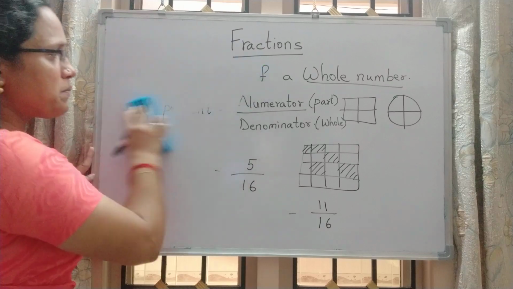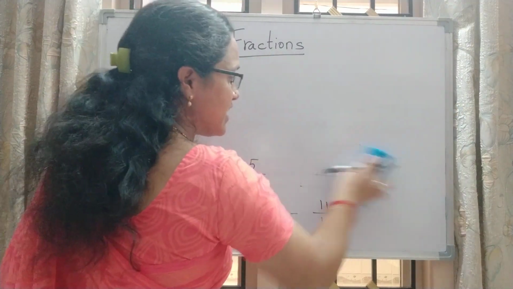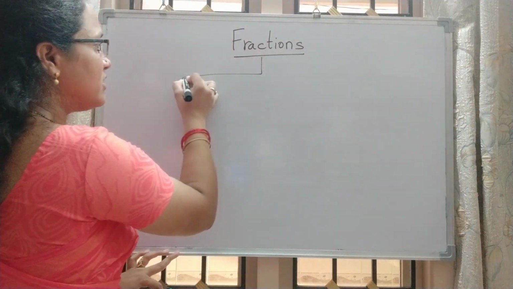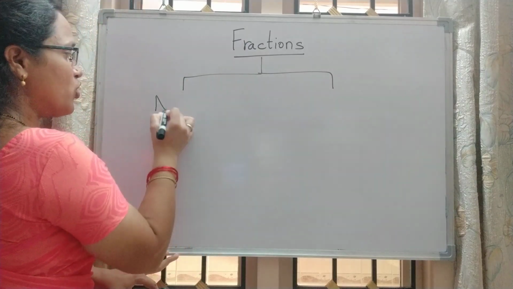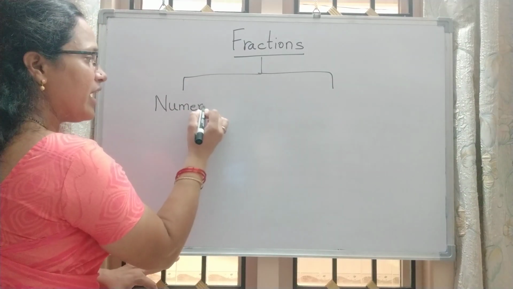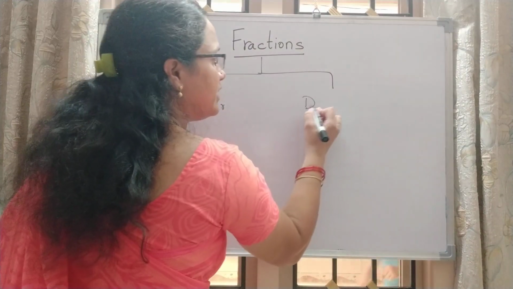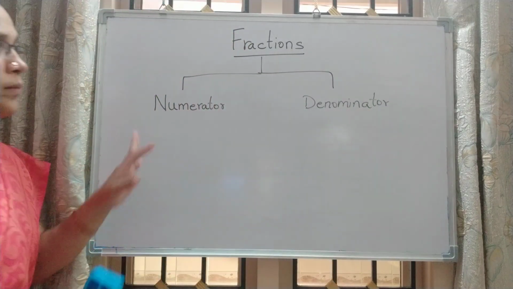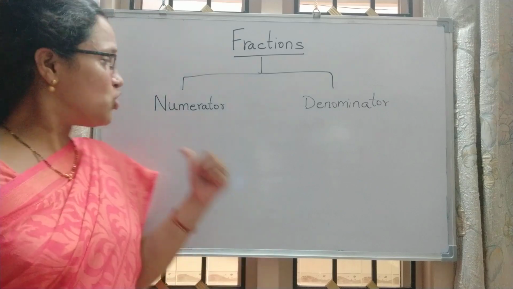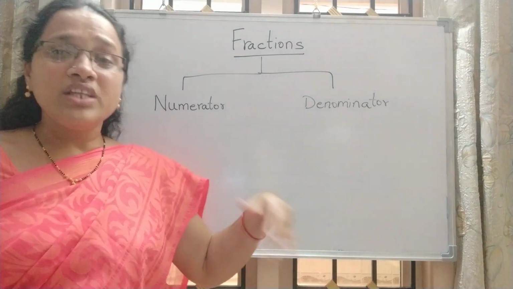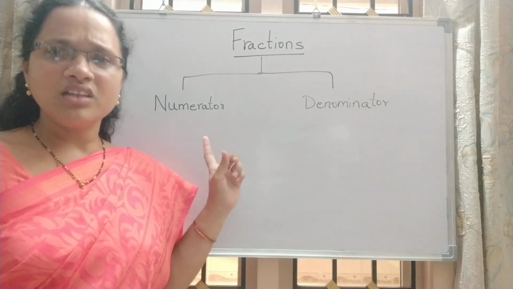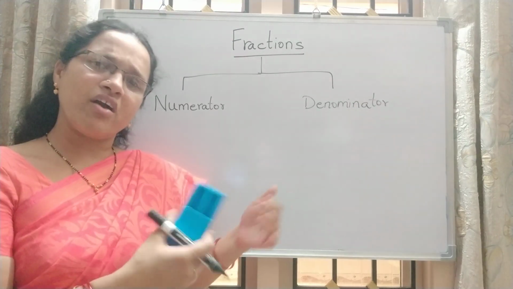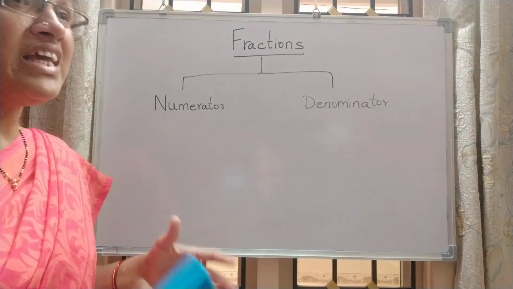What are the 2 parts present in a fraction, children? There are only 2 parts, the numerator and denominator. Now according to these only I want to segregate, because these are the only parts which tell us the types of fractions. Yes or no? So how can we segregate? It is very easy to understand.